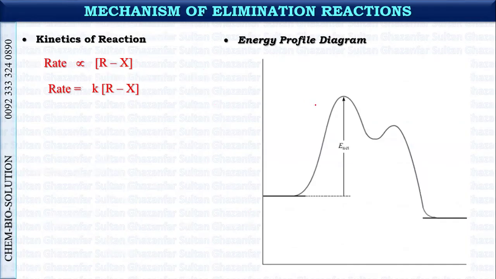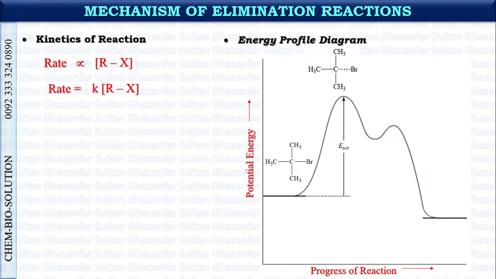And this is the energy profile diagram, in which you can see that here is the potential energy, and here is the progress of the reaction. This is your substrate molecule, and the bond is being broken. This is the first transition state, and this valley is the intermediate. It is called an intermediate because it can be recognized by certain analytical techniques in chemistry.